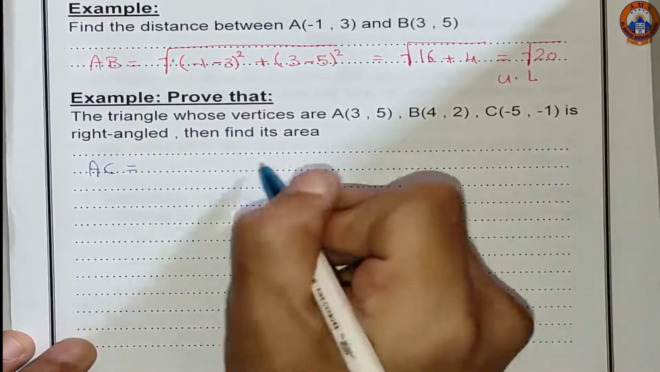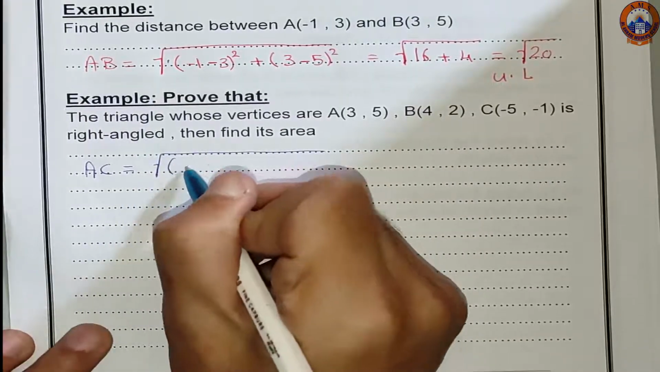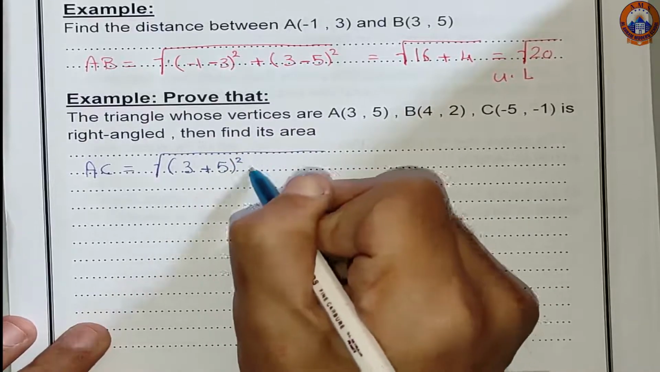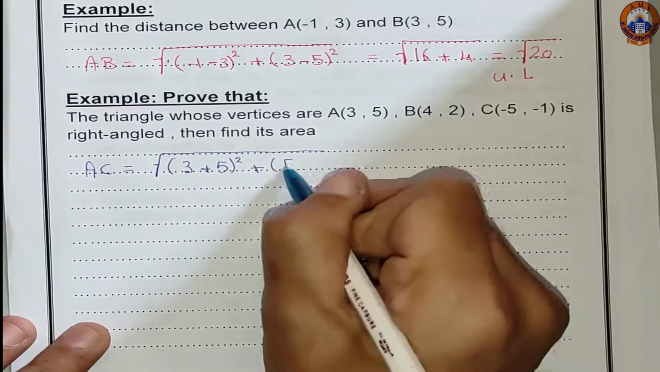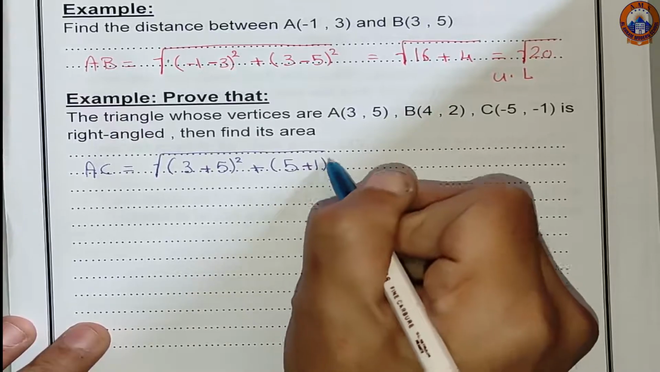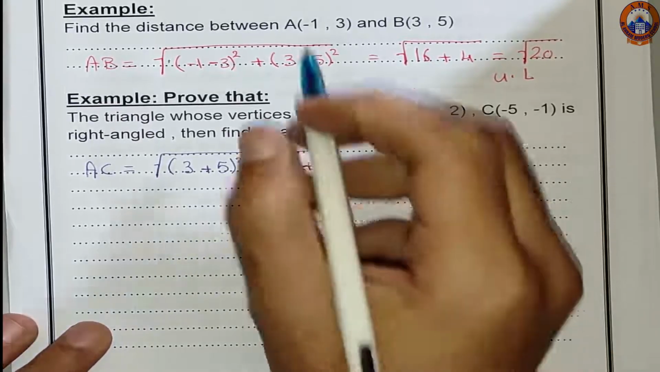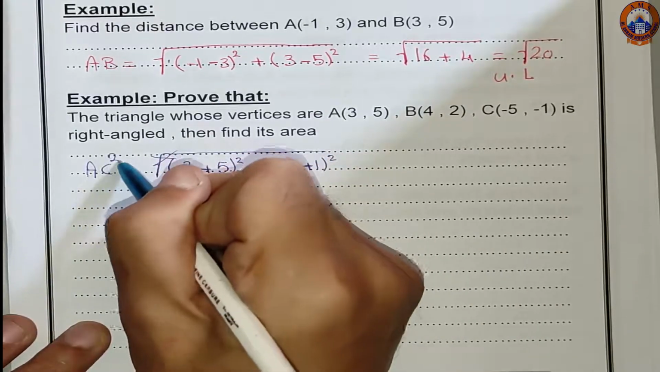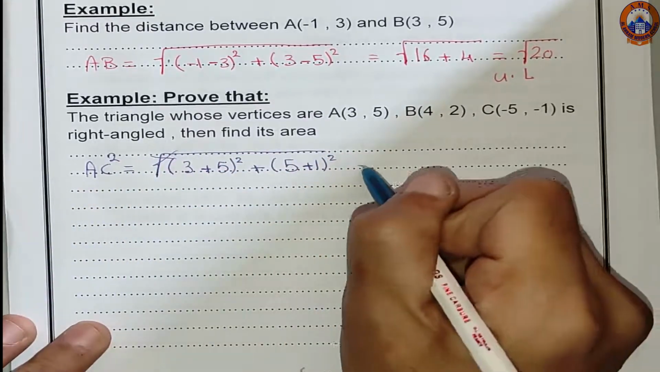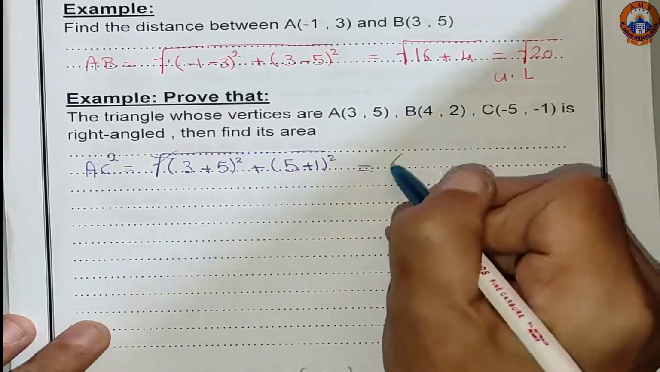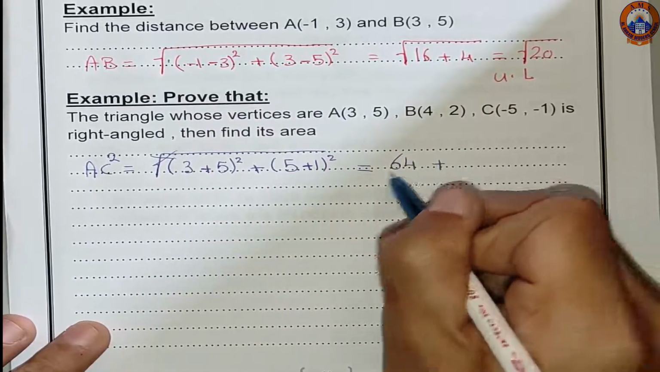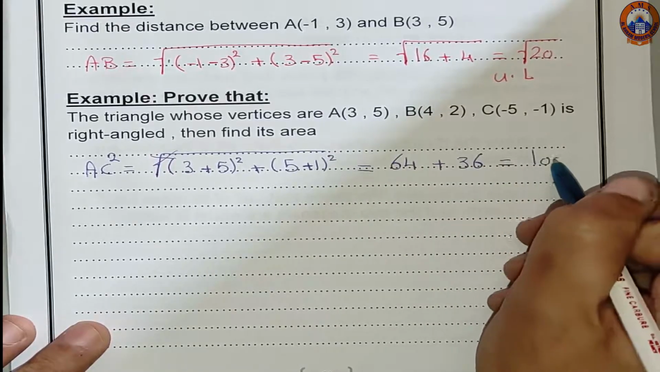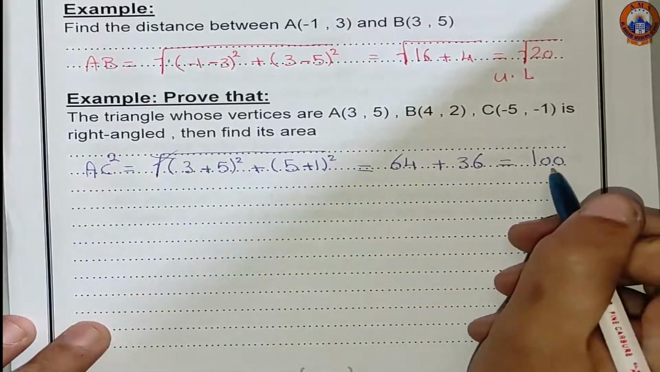AC, A and C. It's a square root of (3 minus -5), it's plus 5, all squared, plus (5 minus -1), it's plus 1, squared. And we need to find AC squared, so I'm gonna remove the square root and make it AC squared. And this is gonna be equal to 8 squared, which is 64, plus 6 squared is 36, and this will equal 100. So AC squared is 100.